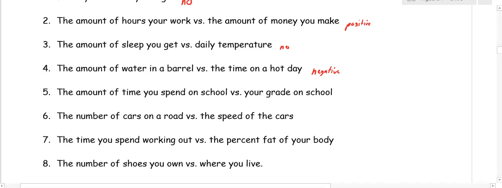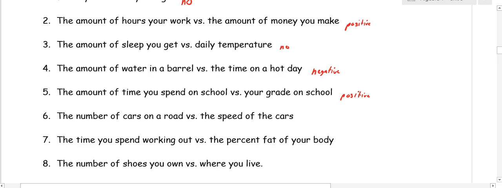Number 5, the amount of time you spend on school and the grade in school. This is going to be a positive relationship because usually the more time that you're putting in studying, the better that your grades are going to be. Number 6, the number of cars on the road versus the speed of the cars.